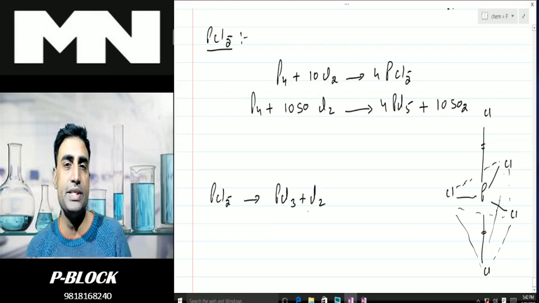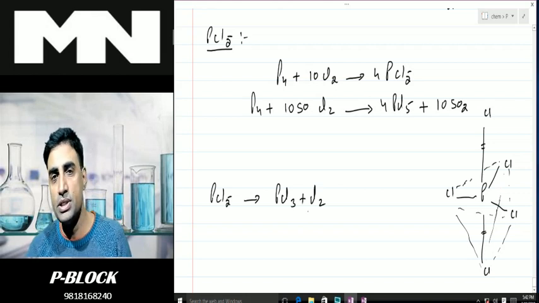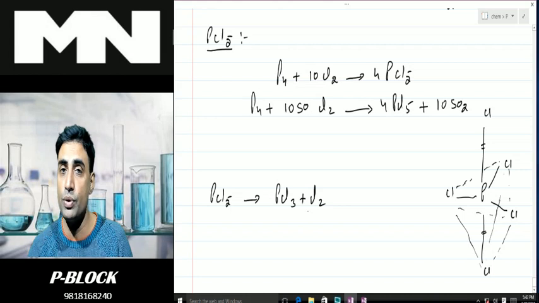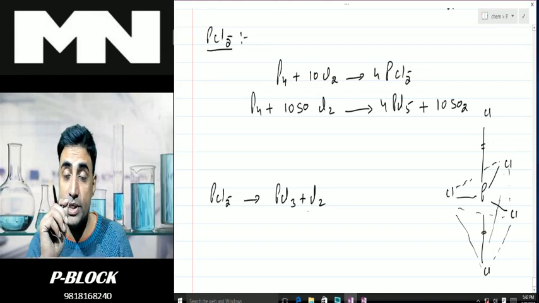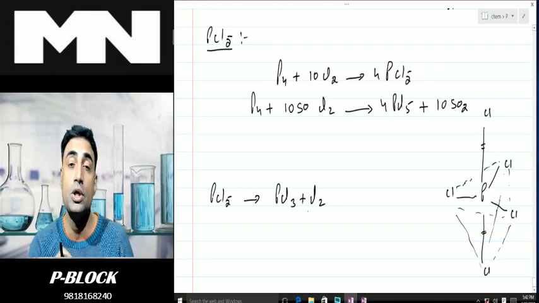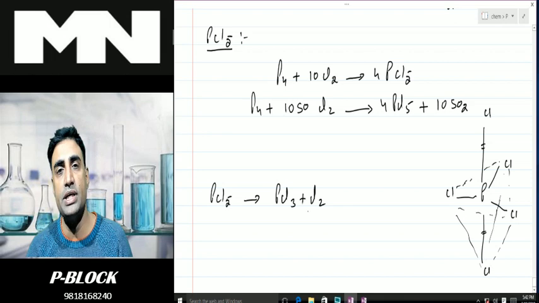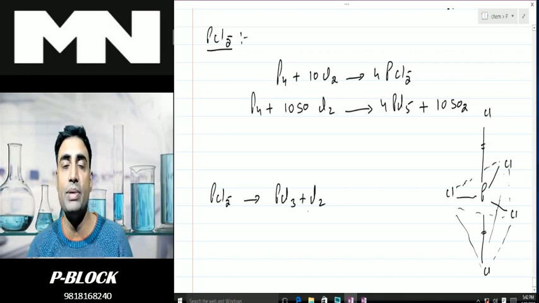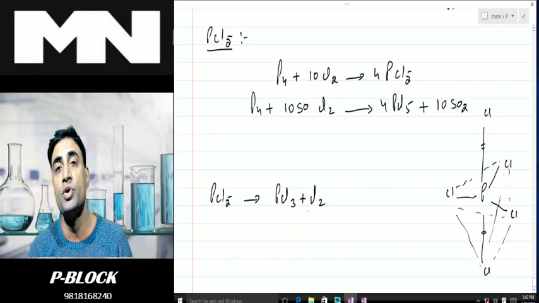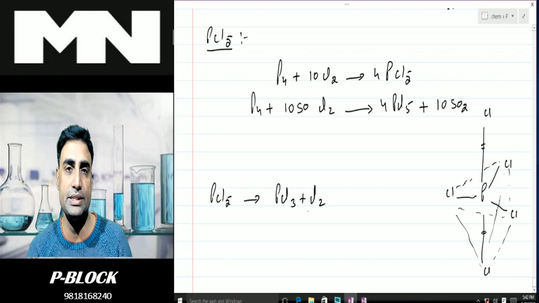One more thing, PCl5 can act as an oxidizing as well as reducing agent. It has a tendency of donating electron in the form of chloride ion. If a question is asked to you, please do remember and please do pay attention toward this question. Whether PCl5 will act as an oxidizing or reducing agent, your answer will be it can act both as an oxidizing as well as reducing agent, but phosphorus in PCl5 can act only as an oxidizing agent.